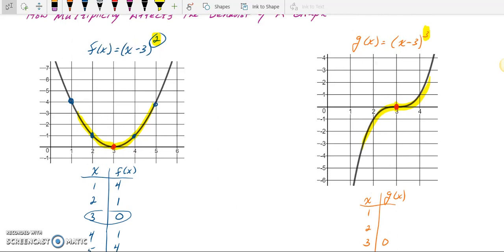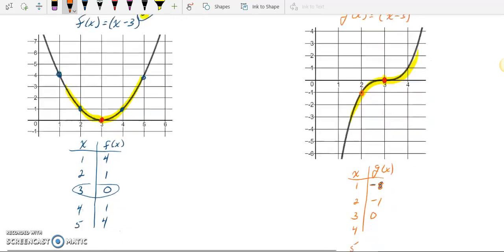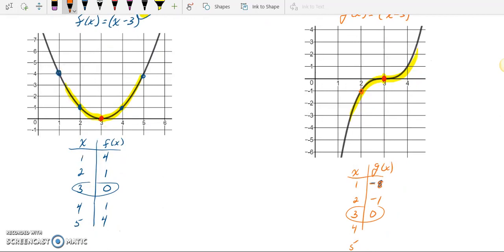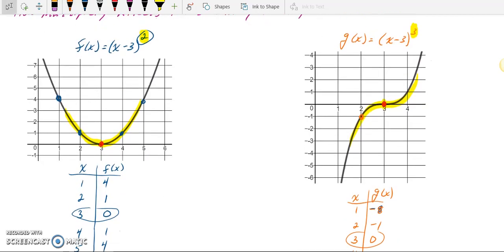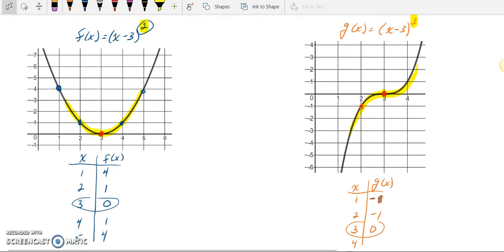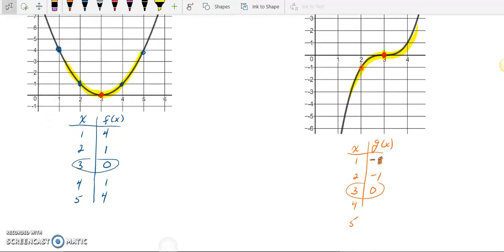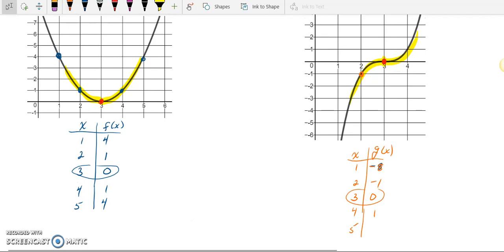When I move over to the cube, however, I can see that when I let x equal 1, the output is going to be a negative 8. When I let x equal 2, the output is going to be a negative 1. There's my 0. And then as soon as I let x equal 4, the multiplicity of 3, or the power of 3, brings these values to be positive. And 5, again, gives me a positive 8.